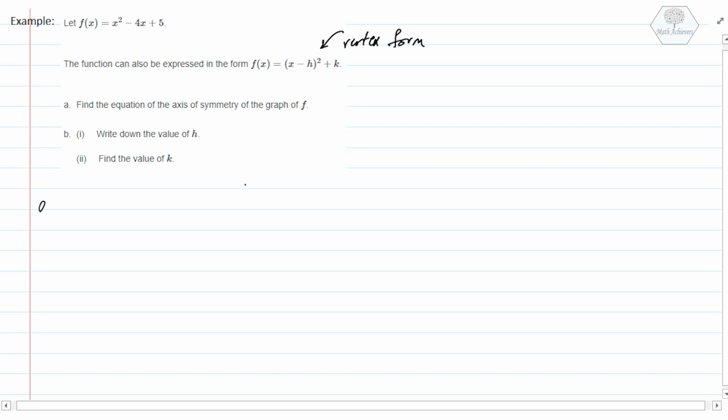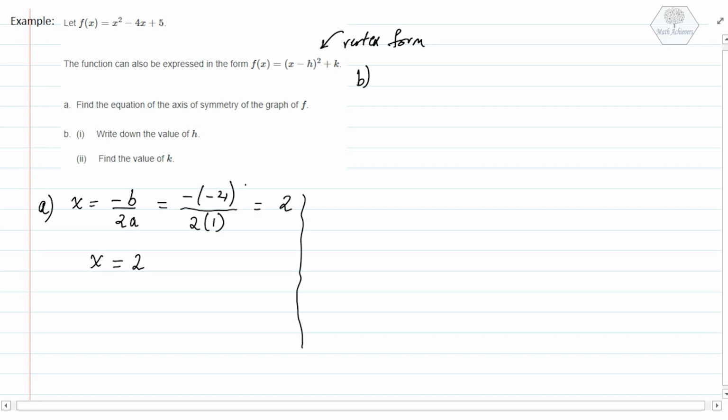Axis of symmetry, we can find it as, it's the same as the x coordinate of the vertex, so we can use x equals minus b over 2a, which is equal, b is minus 4, so minus the minus 4 over 2 times a, which is 1, which is equal to 4 over 2, which is equal to 2. So the equation of the axis of symmetry, x is equal to 2. Let's go for part B.